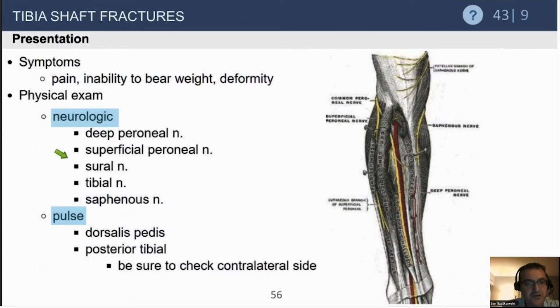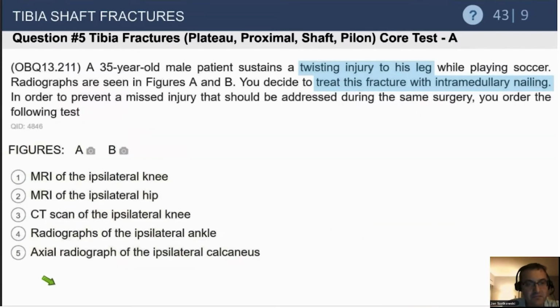Okay, neurological exam, just like when we did the proximal tibia fractures, it's the same type of exam. DPN, SPN, sural, tibial and saphenous nerve distribution, pulses. These are key, once again, especially for more high energy fractures. You want to check the dorsalis pedis, posterior tibial pulse as well. Check it to the contralateral side. If there's an issue, they may need an angiogram or further vascular studies.